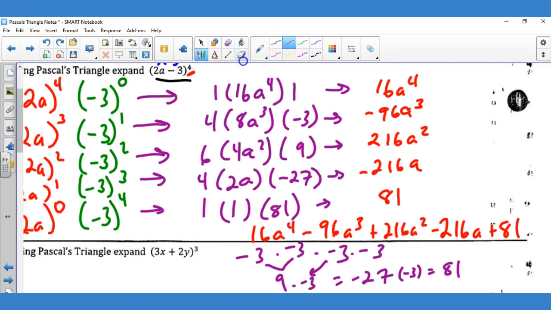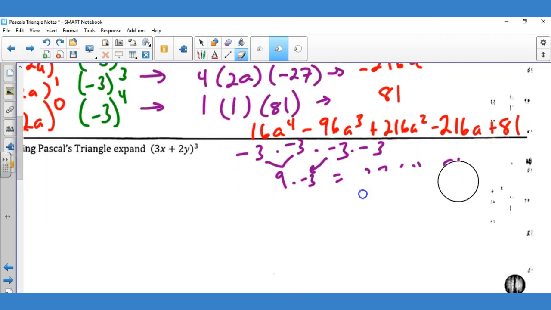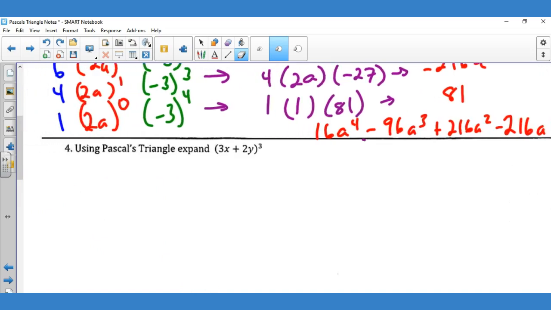Alright, let's try another example. One more example for you. And this time I'm going to use just a straight horizontal method. Use Pascal's triangle to expand this: 3x plus 2y cubed. So the coefficients, x is 3x. Ooh, didn't mean to erase that.